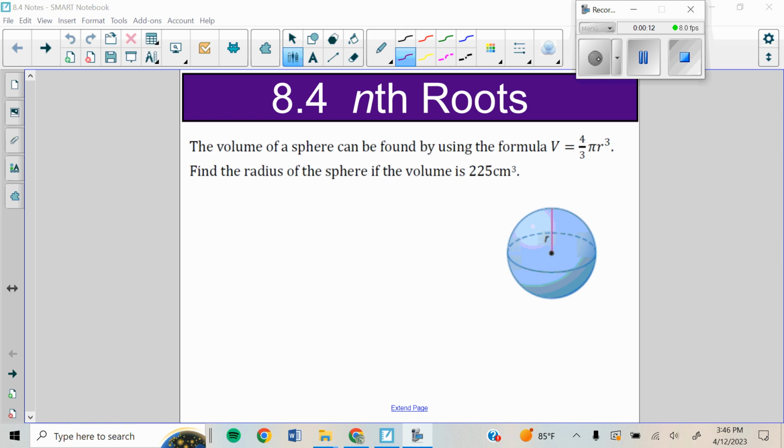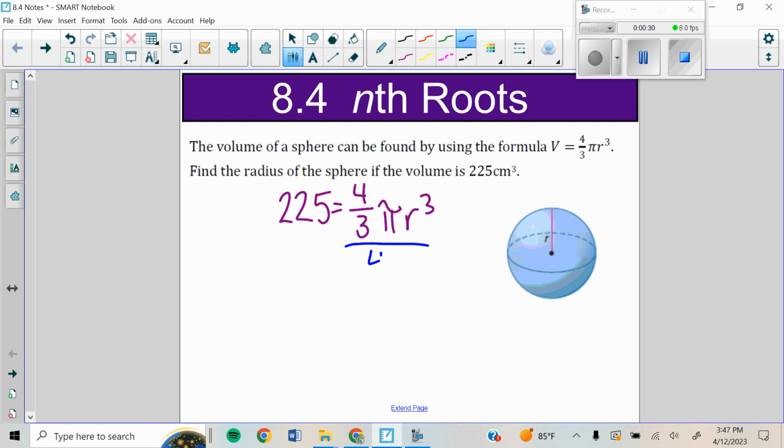It says the volume of a sphere can be found using that formula. Find the radius of the sphere if the volume is 225 centimeters cubed. So we're going to take 225 and plug it in for the volume. And now we're going to solve for r. So the first thing we want to do is divide by 4/3 pi on both sides.